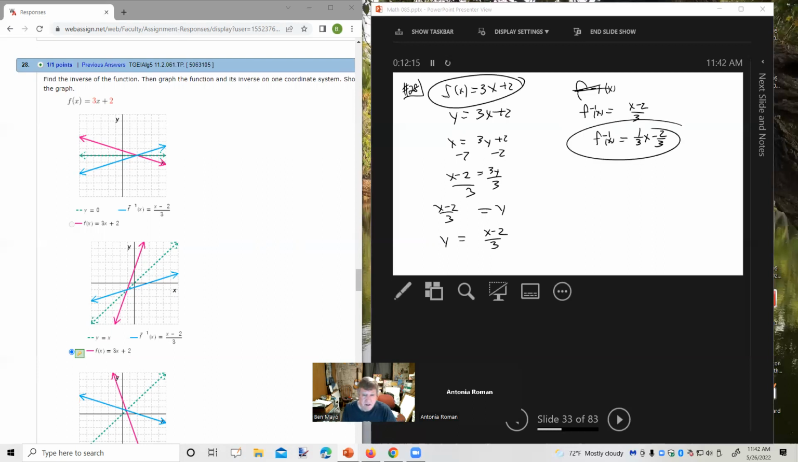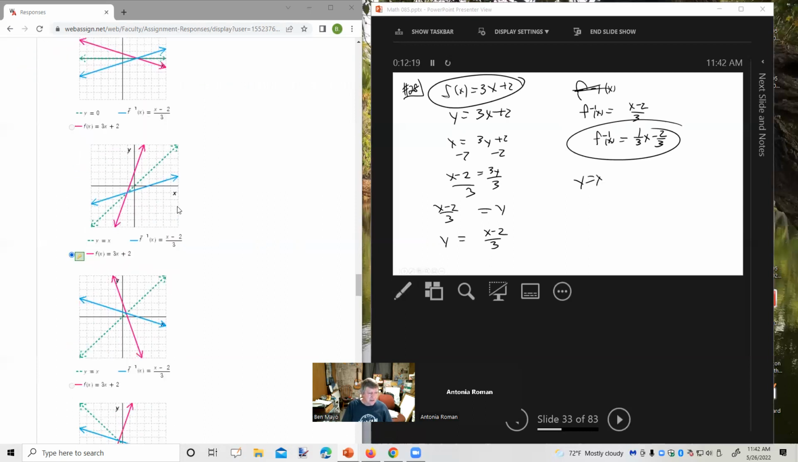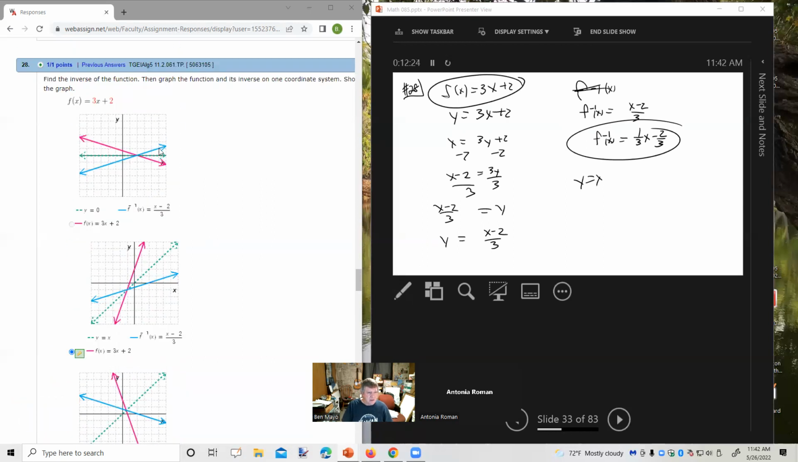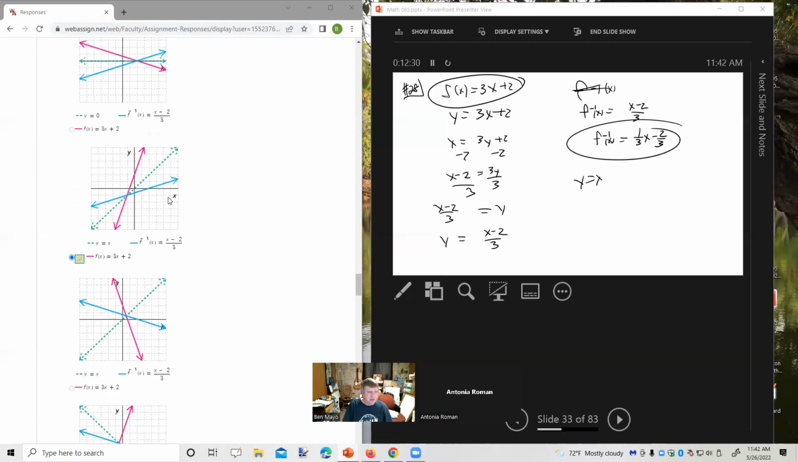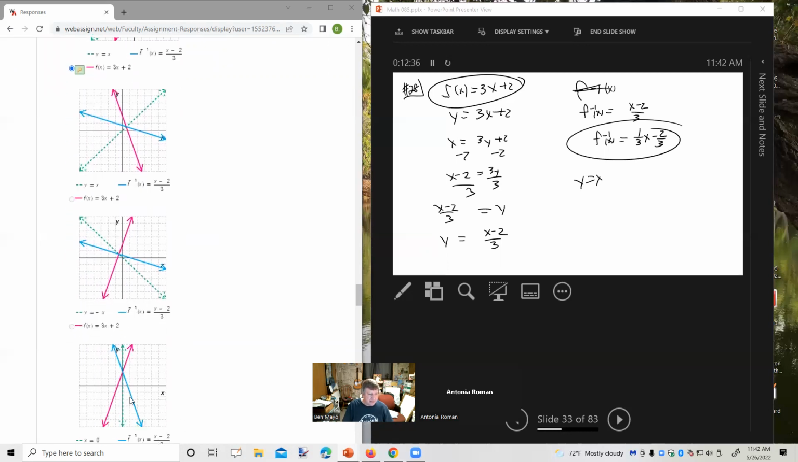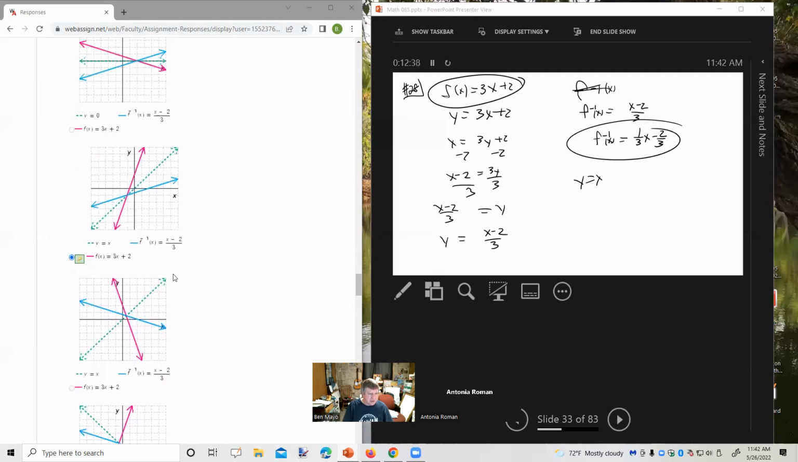And the line y equals x as well. Okay, now I've got 5 choices here. First of all, this one's wrong because the dotted line should be y equals x, so it can't be that one. It could be this one based on the dotted line. It could be this one. It can't be that one, and it can't be that one. So it's got to be either this one or this one, just looking at the green dotted line, right?